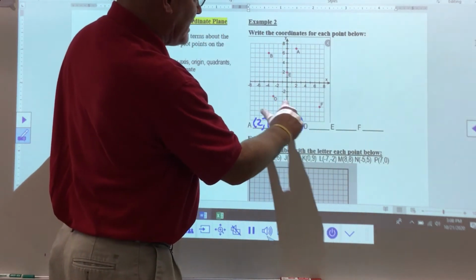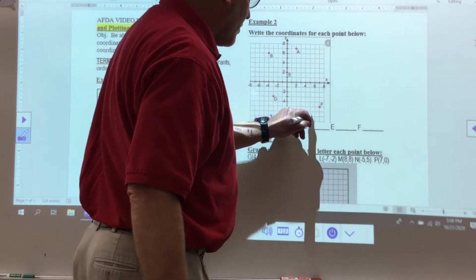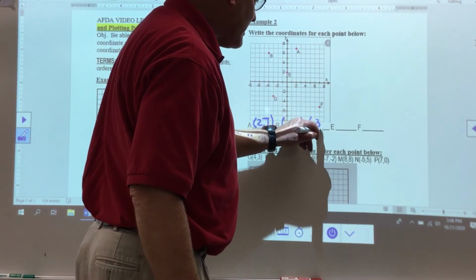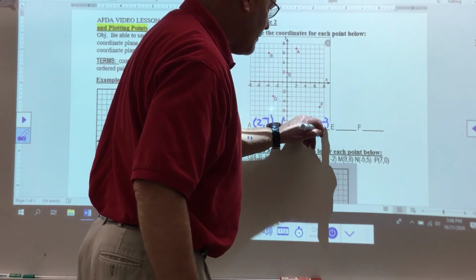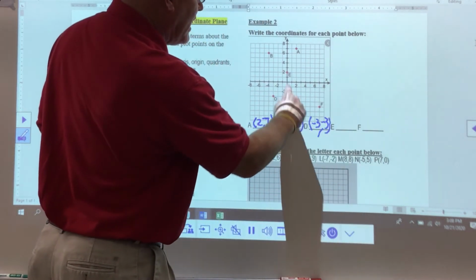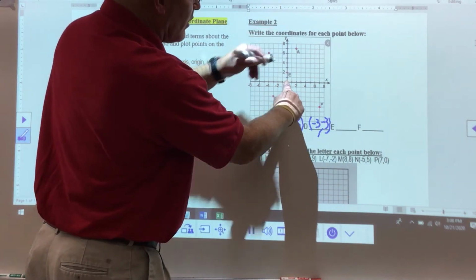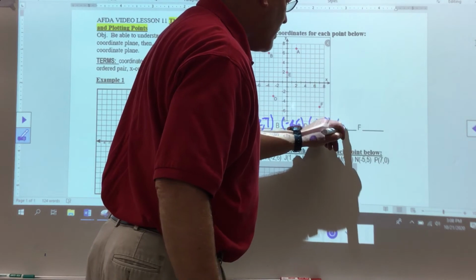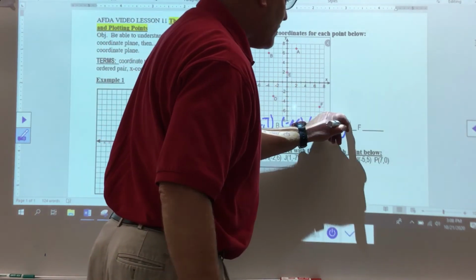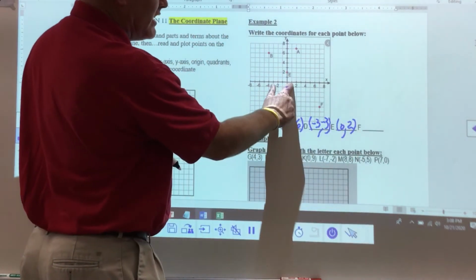Let's check point D, which is right there. Looks like we're going to go to the left 3, which is -3, and down 3, which is also -3. Point E, where's that? Right there. Right on the y-axis, so we don't go anywhere on the x-axis, so that's 0. And we count up 2 blocks on the y-axis, so that point is located 0, 2.